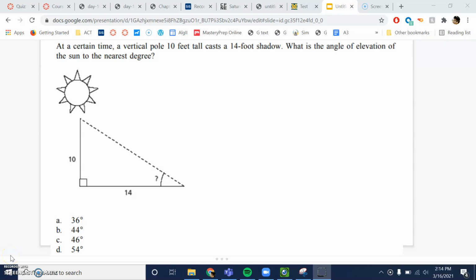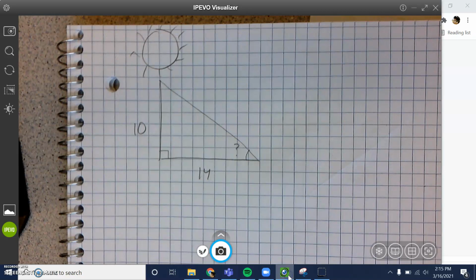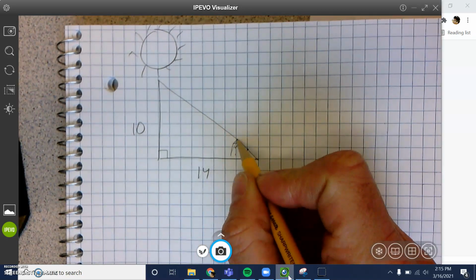Number one, what is the answer? A, B, C, or D? What is the angle? Go. All right, let's see. I don't know. Here we go. Okay, so we're finding this angle right here.